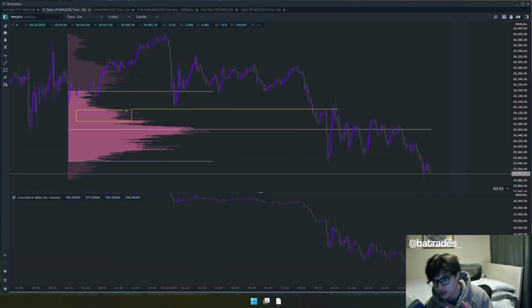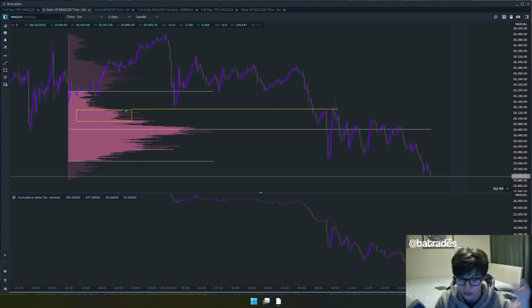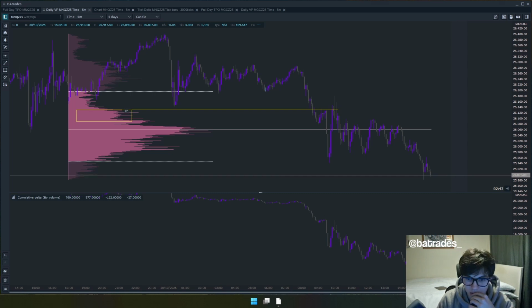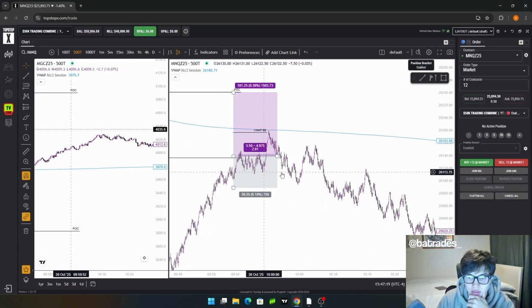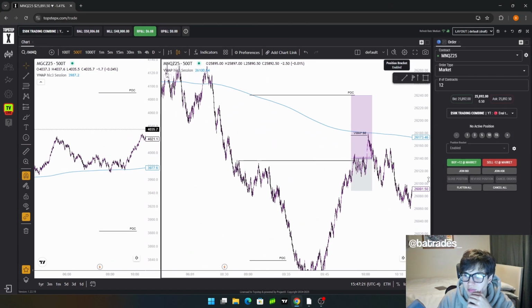Okay, so we took our first trade today. We didn't trade yesterday, so I didn't bother making a video. But today's trade got stopped, break even. So I'm going to show you the trade now. Here it is. So this is the trade that we took.